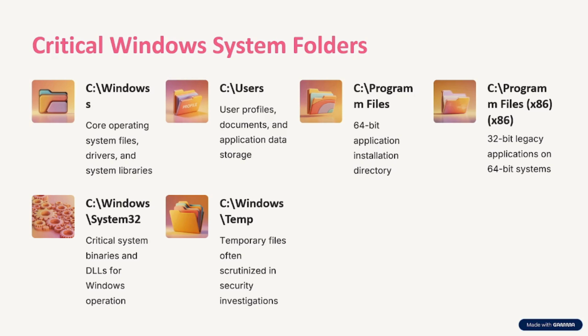C:\Program Files is used for 64-bit application installation. C:\Program Files (x86) is used for 32-bit legacy applications on 64-bit systems. C:\Windows\System32 contains critical system binaries and DLLs required for Windows to function. C:\Windows\Temp stores temporary files, which are often examined in security investigations because malware sometimes uses this directory. In Sec 1 labs, you will navigate these folders frequently.